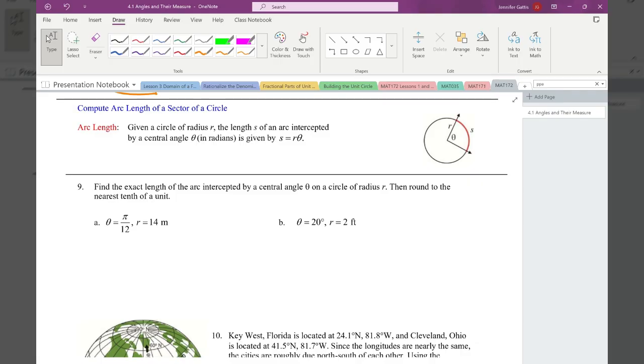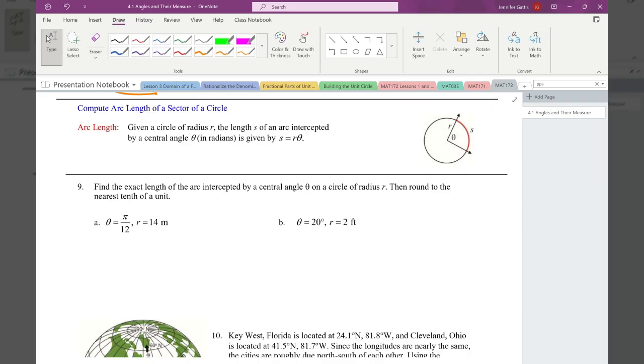So to begin with, we have a circle with a radius, and it is intercepted by a central angle. Now, a central angle means that this is an angle that has its vertex at the origin. And the formula for the arc length is r, the radius, times theta. Theta is the measure of the angle in radians.